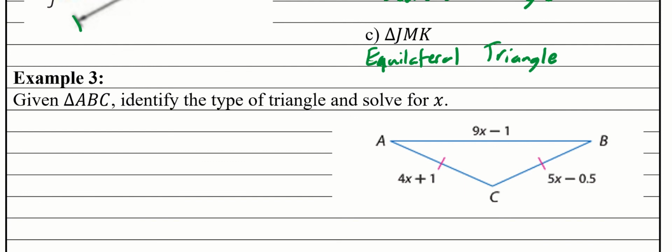Okay, so on this one here, I'm given triangle ABC. First thing I want to do is identify the type of triangle that I have, and then I want to solve for x. So if you'd like to, you can pause your video and sketch this here.